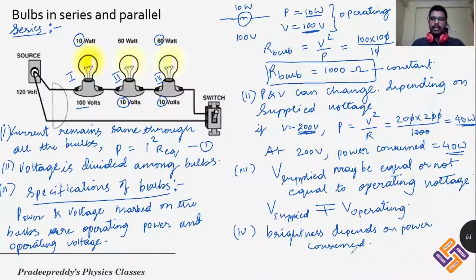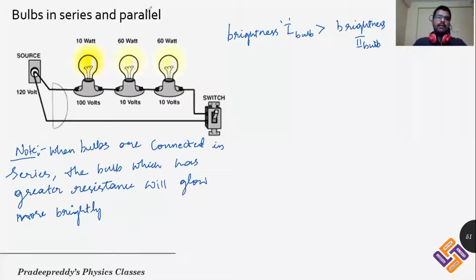Brightness depends on power consumed, and in general, brightness is directly proportional to the resistance of that particular bulb. So brightness is directly proportional to the resistance of the bulb in series. This is only in series combination. Remember that. In parallel combination, it is inversely proportional. Okay, so this is a very important note you should remember.